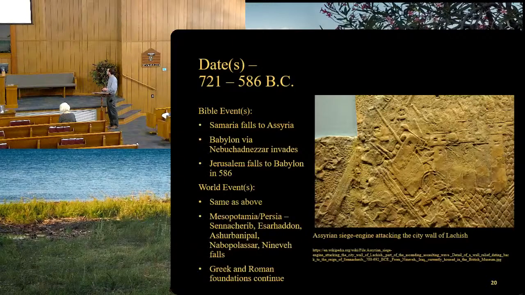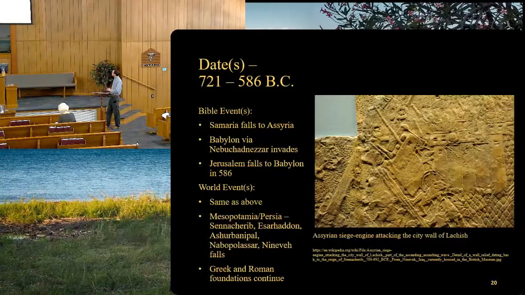Okay, and then one more slide on this time period. This is just another piece that helps with dating, and also gives us a sense of seeing images or pictures, as much as we can have pictures from this time period, like the Black Obelisk with the picture of Jehu. I don't know how well you can see this, but if we're talking Bible events, Samaria falls to Assyria at the beginning of the time frame, but this would be the Assyrian siege, when Assyria is still in control, of Lachish.